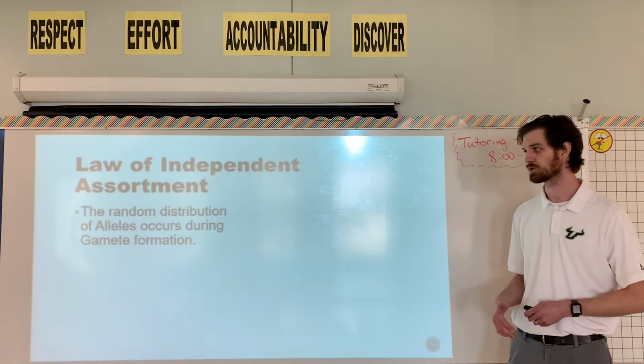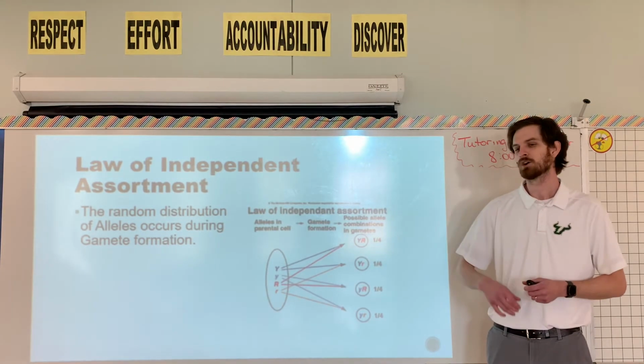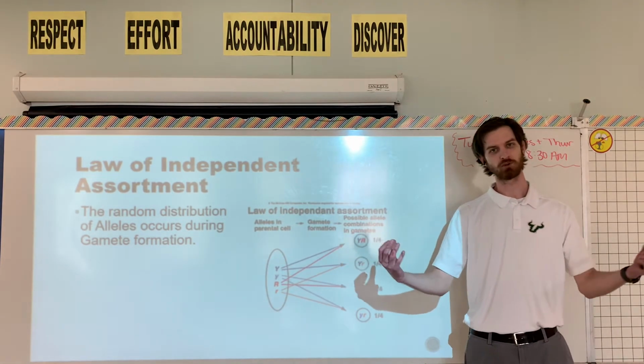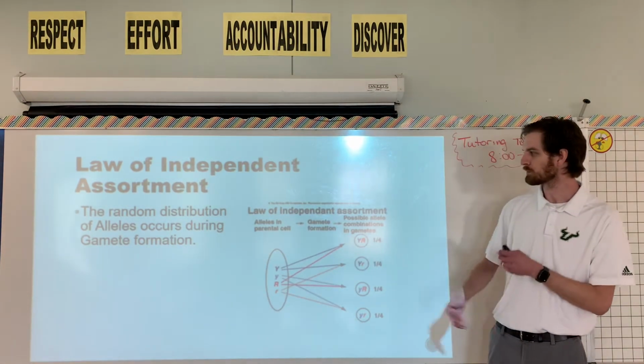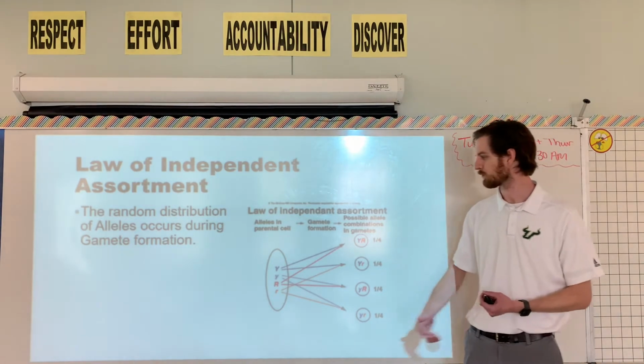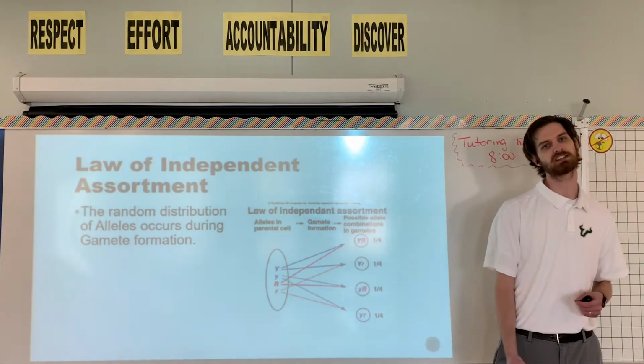Now, independent assortment is when we have the big 16-box Punnett squares. And this is the idea that one allele doesn't dictate what the other one does. So for instance, here I have Y's and R's. When we break those alleles up, what you get for Y, if it's a capital or a lowercase, does not tell you exactly what you get for R.